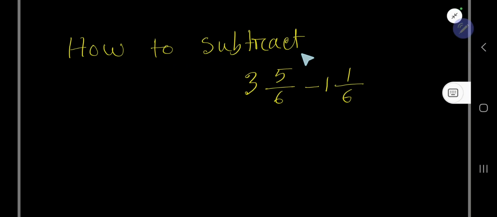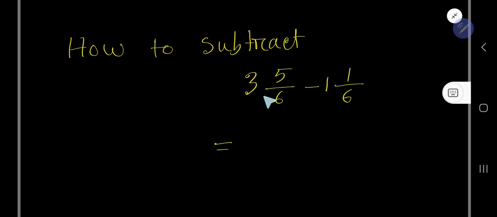How to subtract these two mixed fractions, 3 and 5 over 6 minus 1 and 1 over 6. I will show you two methods to subtract these two mixed numbers. Let me show the first way.